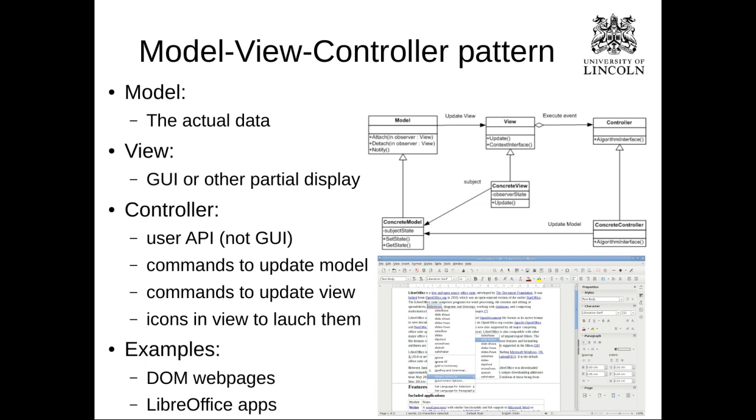The view also provides an interface for the user to tell the system what to do, such as icons to be clicked on. The third part of the system is the controller, and the controller is a non-graphical component which provides a user application programmer interface, or API. So the difference between an API and a GUI is that an API usually consists of a bunch of programmatic functions that anyone can call, whereas a GUI is a graphical interface consisting of things like icons that can be clicked on. So in MVC, the controller is a strictly non-graphical component.